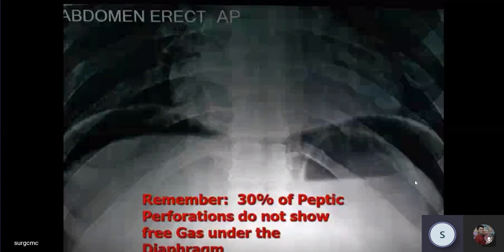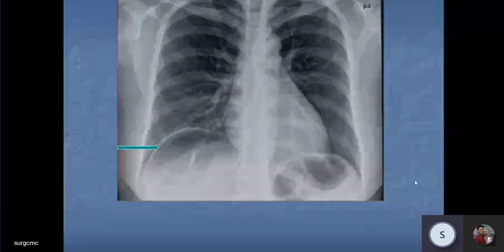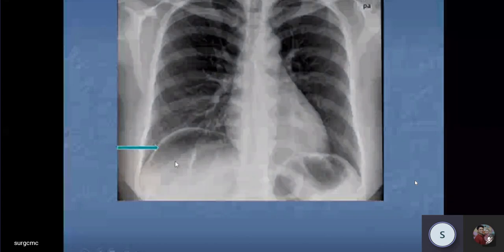Okay, so in some X-rays you can get this kind of picture, but also remember 30% of peptic perforations do not show free gas under the diaphragm. So if you don't get free gas under the diaphragm, don't just rule out peptic perforation. It can be one. There are other ways of determining it, but please remember this thing. This is something different.